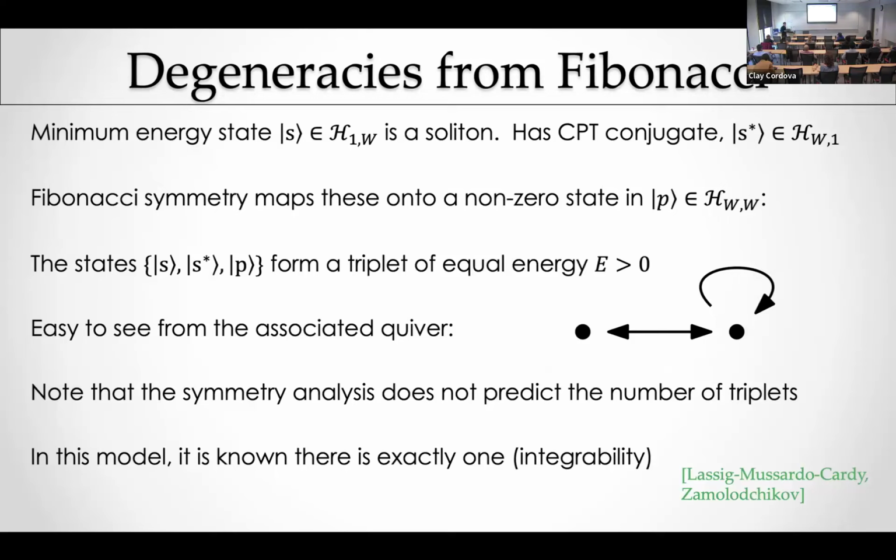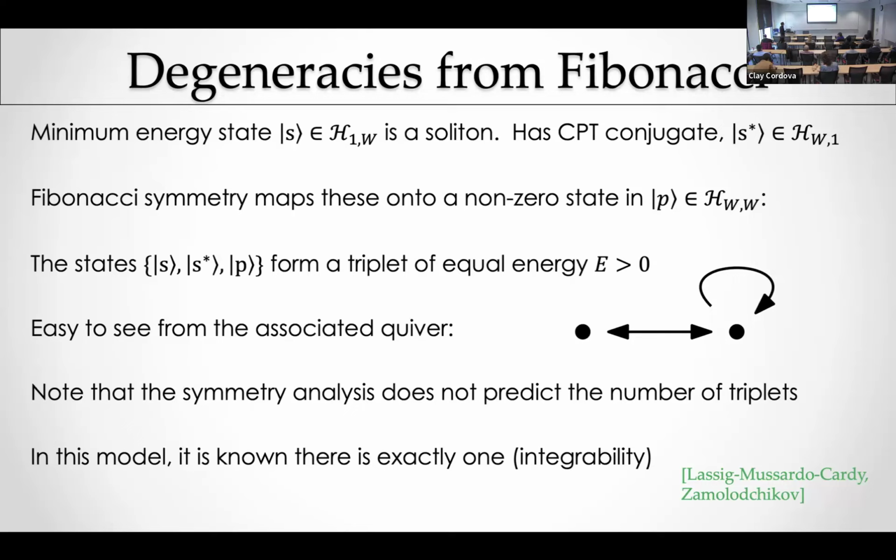Okay, so let's say now, what is the representation theory finally? So the minimum energy state in this sector with distinct boundary conditions is a soliton, and it has some CPT conjugate, which is an anti-soliton going the other way. And this Fibonacci fusion symmetry maps these onto a non-zero state, ket P, in a particle sector. And so these states, soliton, anti-soliton, and particle, form a triplet of equal energy. So that's the representation, and that's the particle-soliton degeneracy that I was talking about at the beginning.